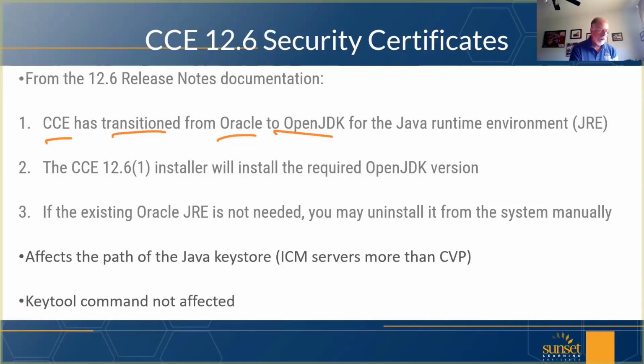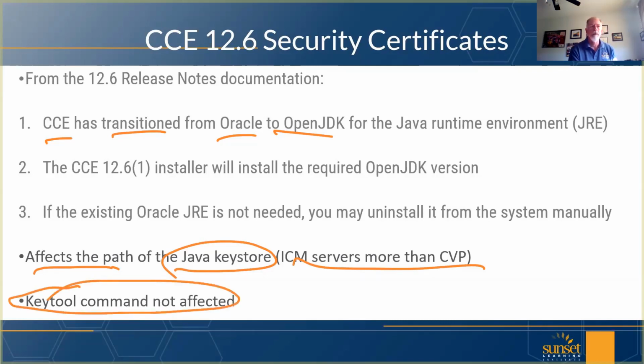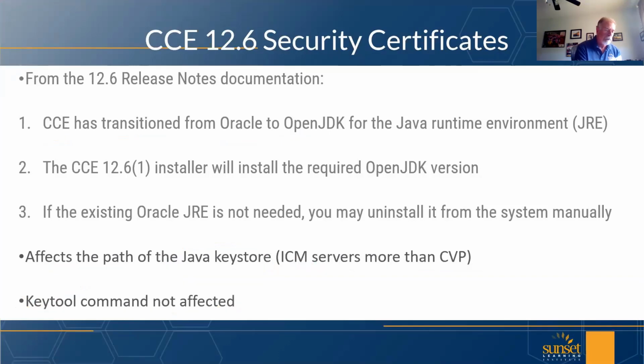It says if the existing Oracle JRE is not needed, you can uninstall it from the system manually. In our experience here anyway, we didn't uninstall it. Seems to work just fine. Nobody cares. You just need to know about some different considerations with what's going on here. What really happens here, as we'll show you, is this is going to affect the path of the Java Keystore on your ICM servers more than CVP. And if you're used to using this keytool command, which we'll show you about, the keytool command is not affected. So it seems like the way that you administer your key stores is the same. It's just the key store location and the folder name that is different, as you'll see here shortly with the ICM servers.